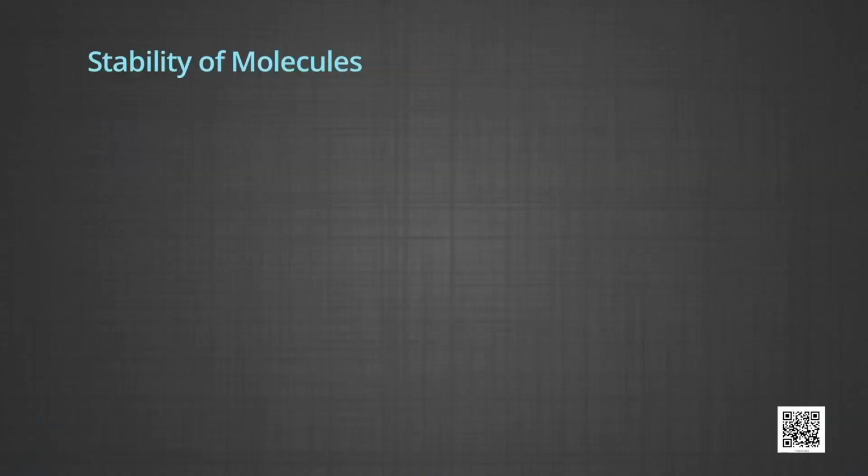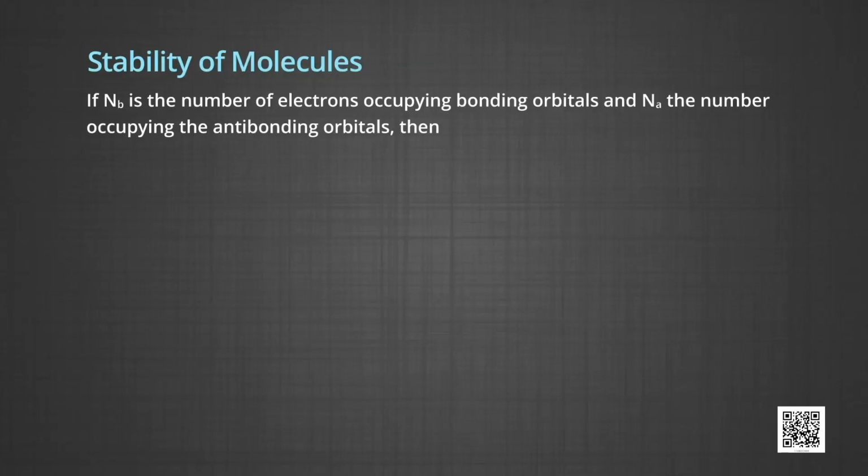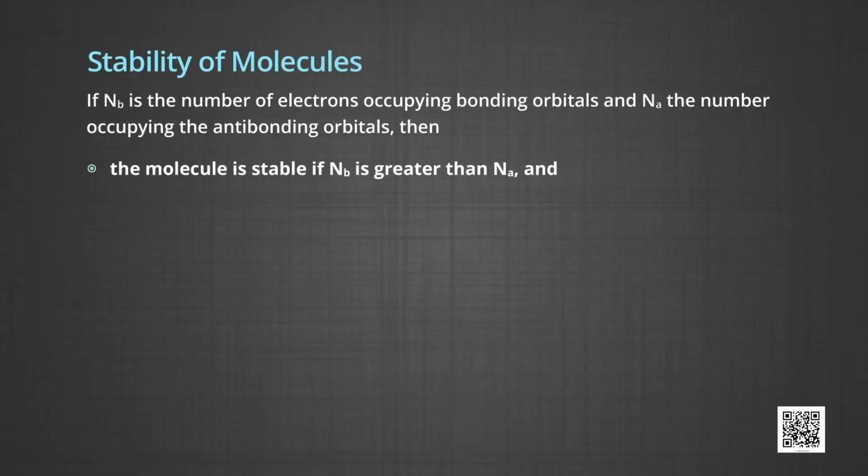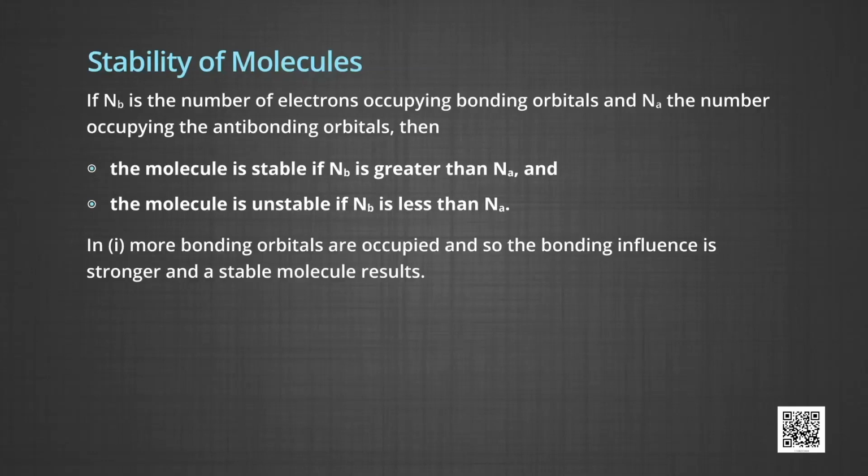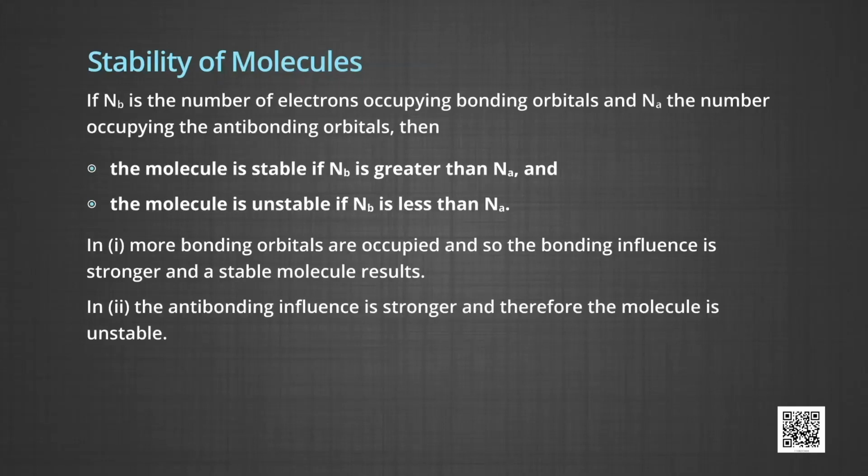Stability of the molecules. If Nb is the number of electrons occupying bonding orbitals and Na the number occupying the antibonding orbitals, then the molecule is stable if Nb is greater than Na. The molecule is unstable if Nb is less than Na. The more the bonding orbitals are occupied, the bonding influence is stronger and a stable molecule results. In the second case, the antibonding influence is stronger and therefore the molecule is unstable.